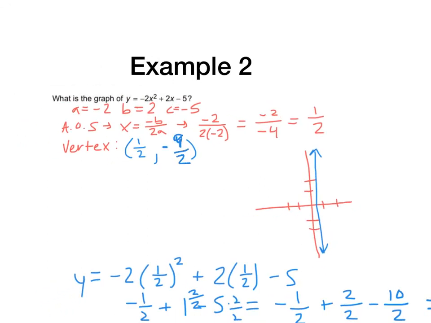And now we can graph our vertex. So we're going to go to the right 1/2 and down 9 over 2, which is about 4.5. So our point's going to be down here. What can we do next? We have our vertex and our axis of symmetry, but we need a graph. We need a parabola. So we plug in numbers. So what can we plug in for x?